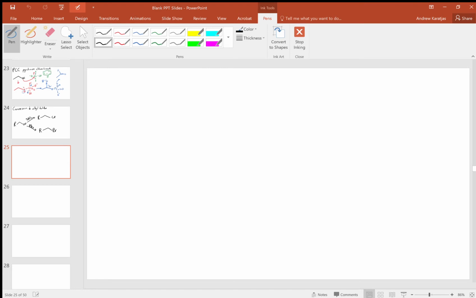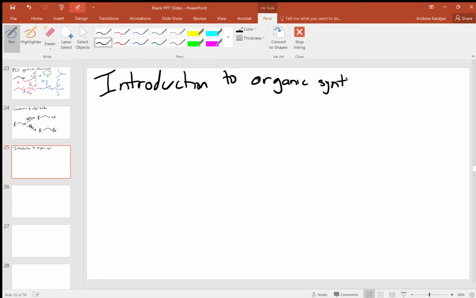Now that we've finally got a decent number of reactions that we've learned, we want to start putting those together and thinking about one of the main things that organic chemists want to do. And that's, as we talked about way back at the beginning of Organic 1, the idea of organic synthesis. Organic synthesis is the idea of building up complex molecules from simpler starting materials. And so the thought here is really, how do we make complex molecules?